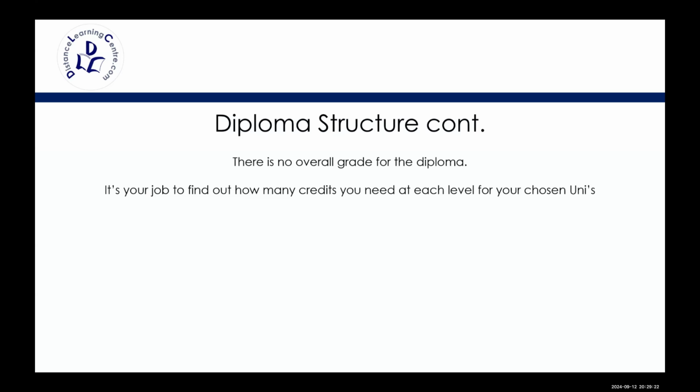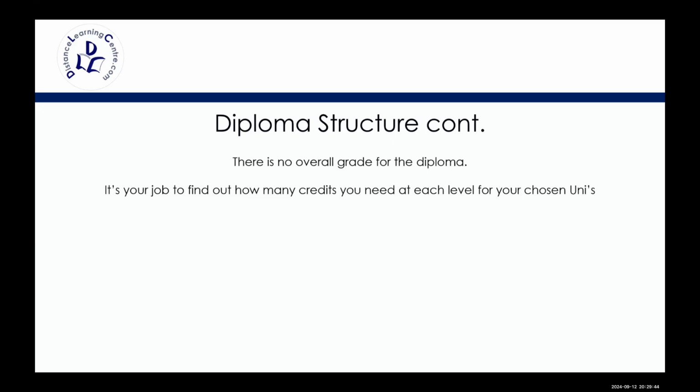So it's your responsibility to get in touch with the unis and ask what kind of grades they are after as part of the diploma. So don't just rely on, if I've got the diploma, I'm in. They will be after specific grades, and they might also be after additional things like GCSE English and maths. So it's your responsibility to find that out as well.